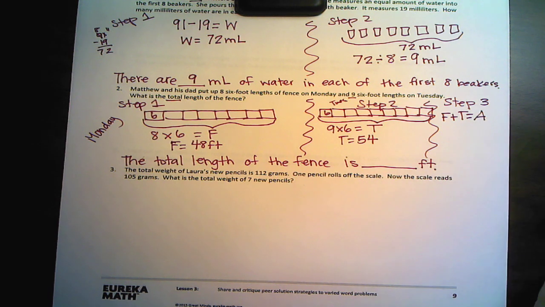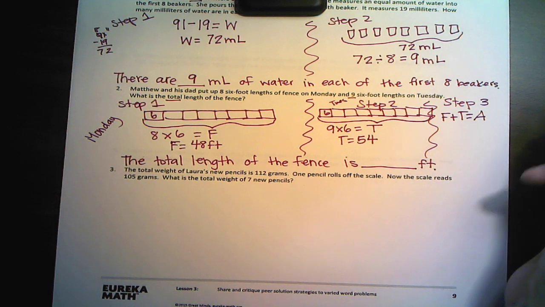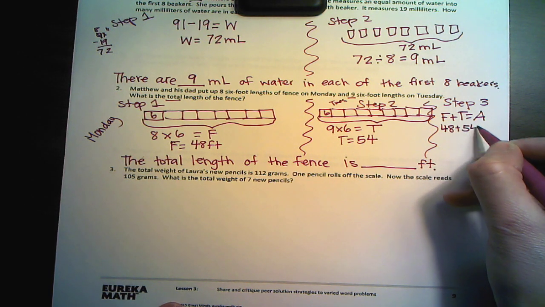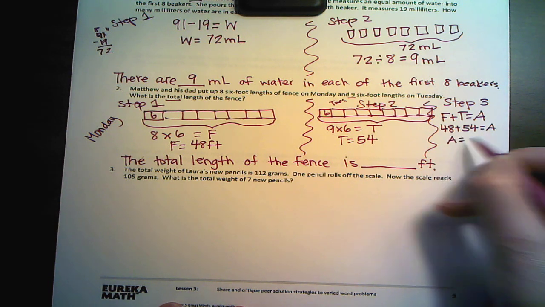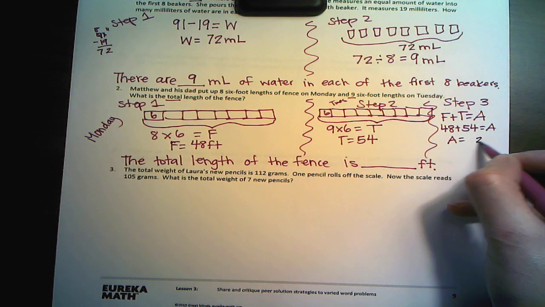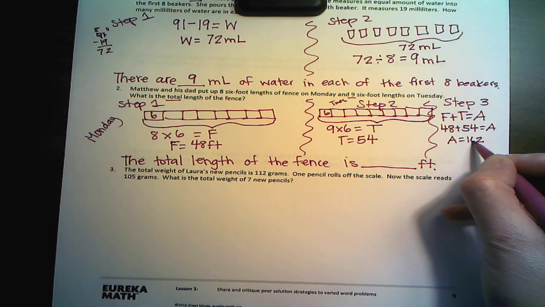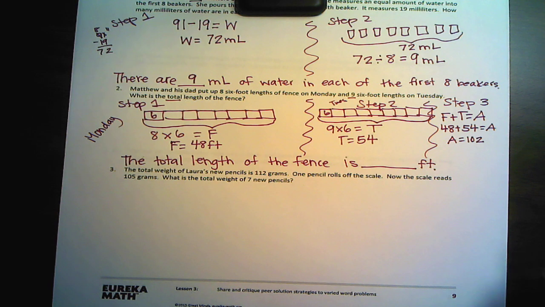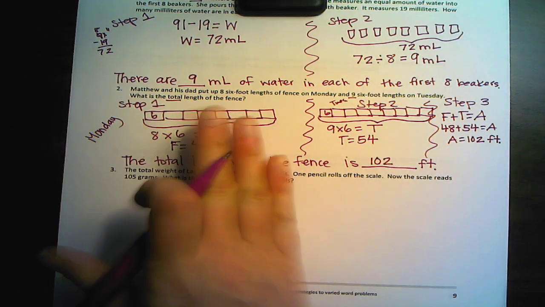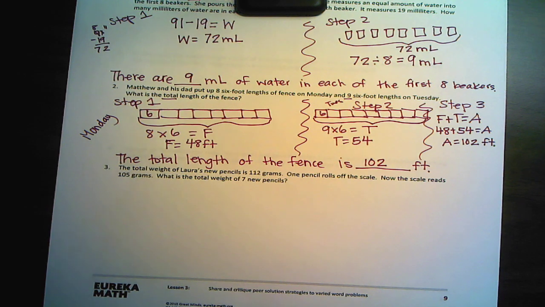let's do A because it's the first letter of the alphabet. In other words, 48 plus 54 equals A, and A equals what? Let's add those together. I got 102. Did you get the same? I hope so. So the total length of the fence is 102 feet. They did a lot of work. Must have been a lot of work that day. Those 2 days, they earned some lemonade.